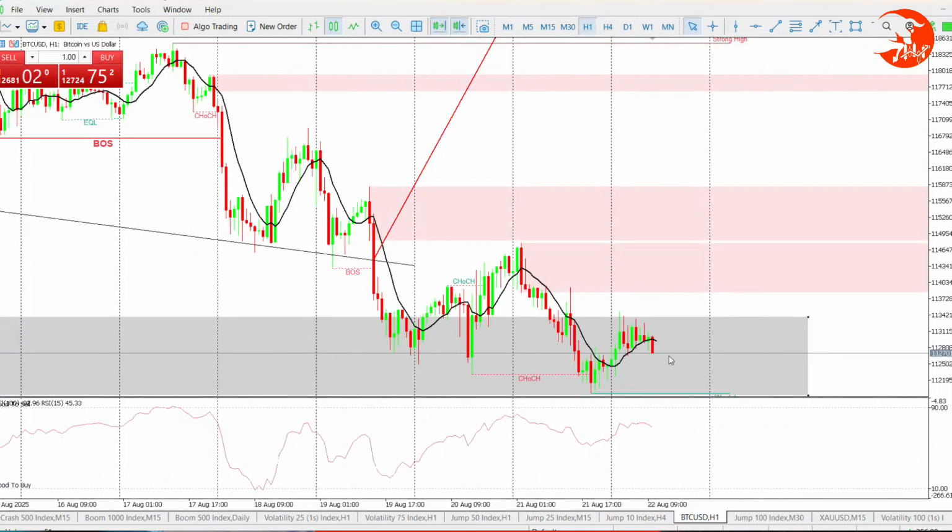So if I go to H1, that's where the tricky part is. I see this fair value gap was mitigated right here on H1. If it was mitigated, it means price is not going to go back up again, meaning we are still selling.